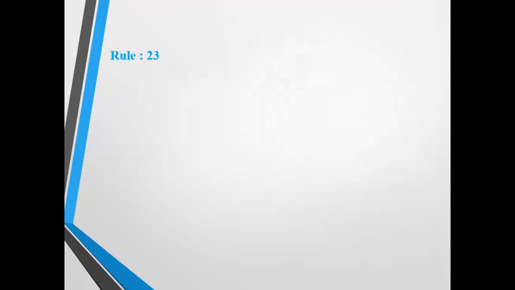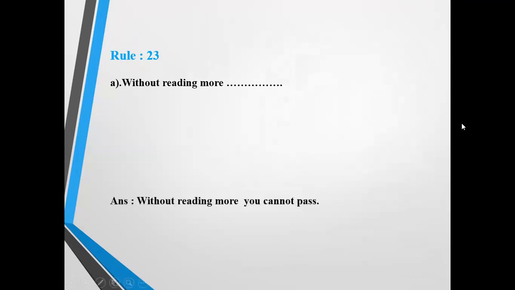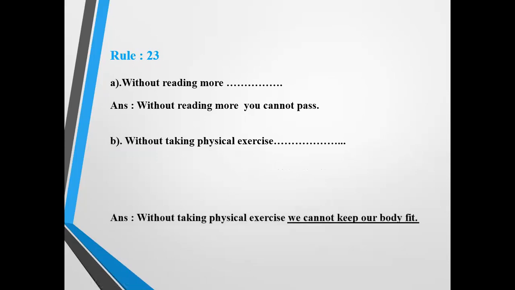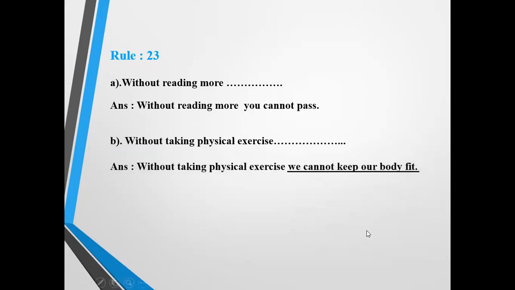Rule 23, without reading more. If there is "without" plus gerund at the beginning of a principal clause, then personal subject plus verb will be used after that. So the answer will be: without reading more, you cannot pass. Number B, without taking physical exercise. Answer: without taking physical exercise, we cannot keep our body fit.